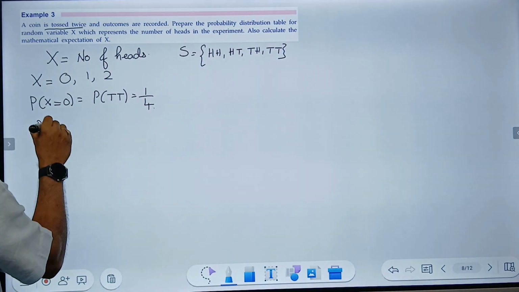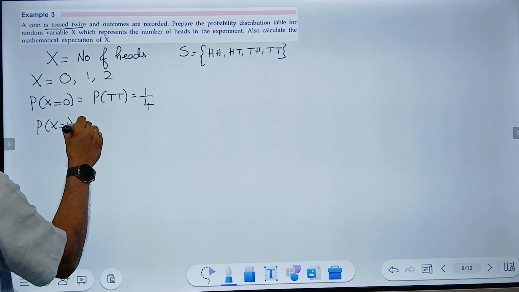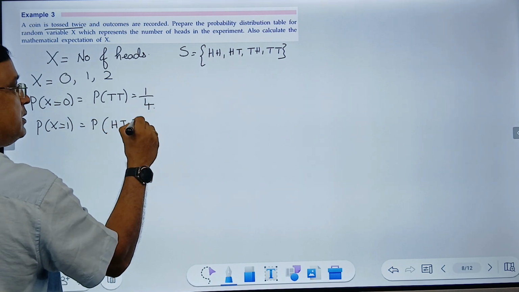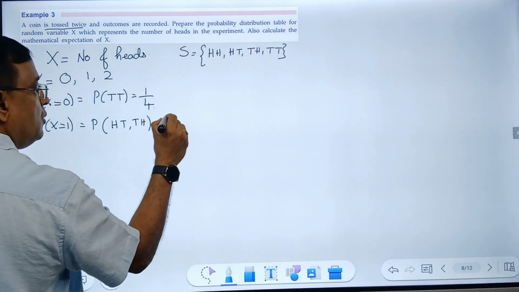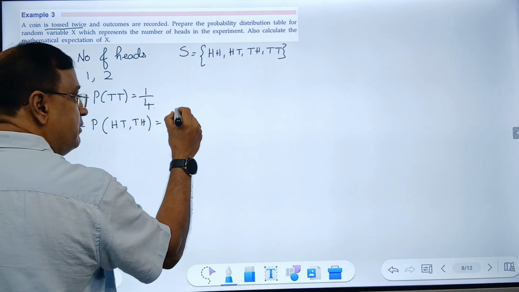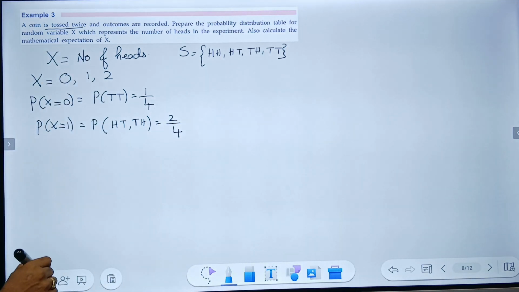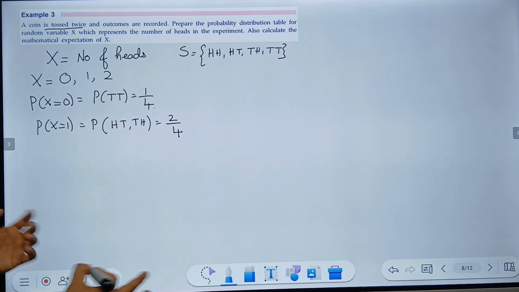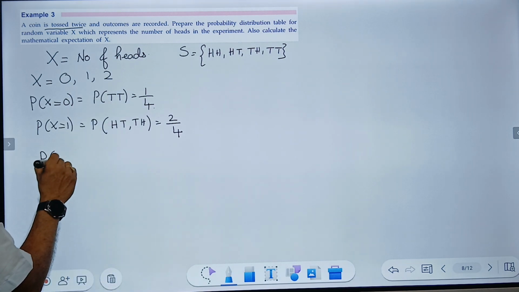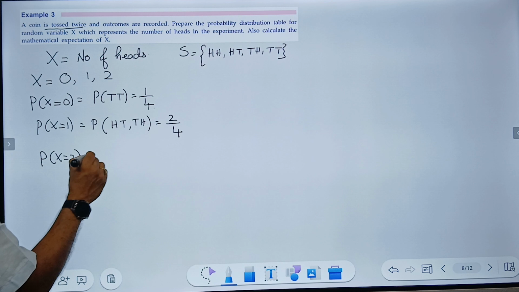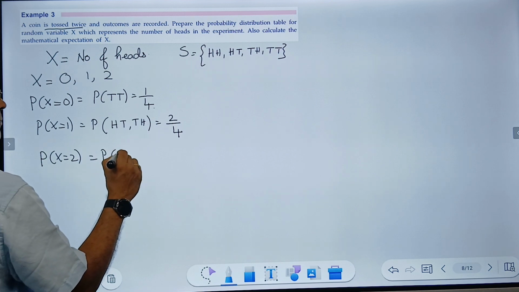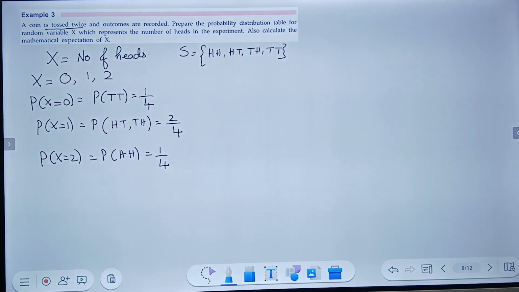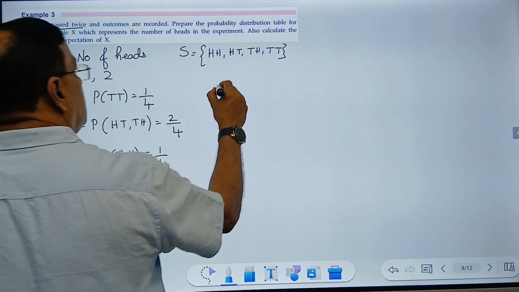What is p of x is equal to 1? It's about getting one head. You can get head, tail, or tail, head. What is that? 2 by 4. I will never cancel and write it as 1 by 2 because I always want to maintain a common denominator, which is easy for me to calculate. So what is p of x is equal to 2? Both are heads. 1 by 4. Now that I have completed, I will draw the table.